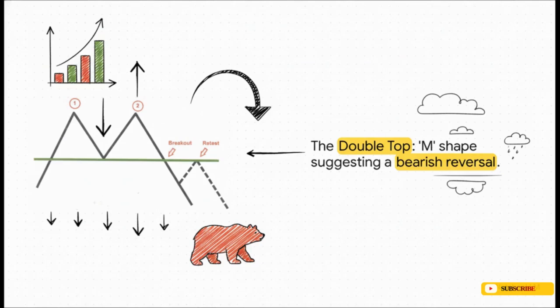It literally looks like a capital M, but it's more than just a shape. It's telling a story. See, the price goes up and hits a high, making a peak. Then it pulls back a bit. The buyers try to push the price to a new high again, but they fail. They get stopped right at that same previous peak. That second failure is the big clue. It tells you the buyers are getting tired, and the sellers are probably about to take over.